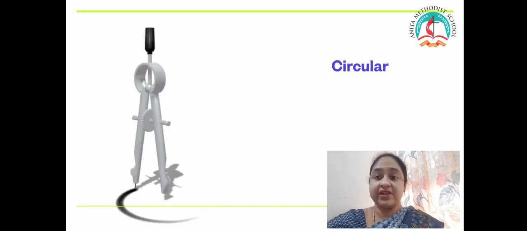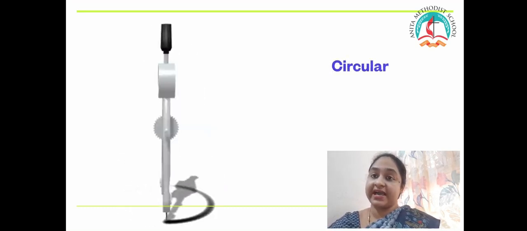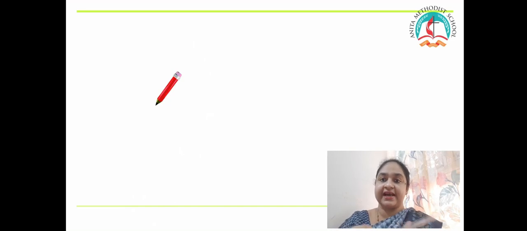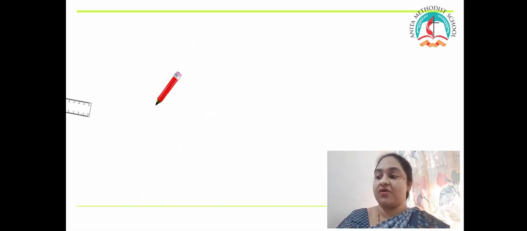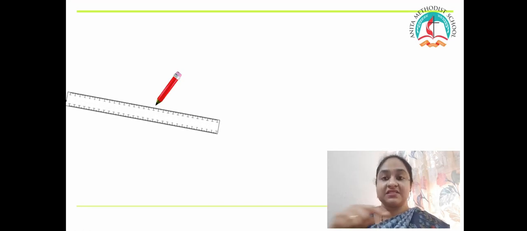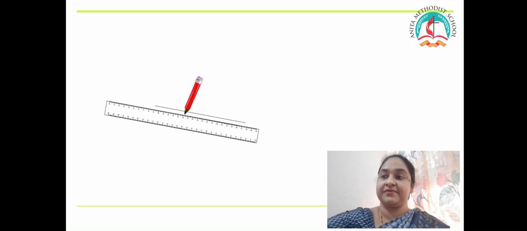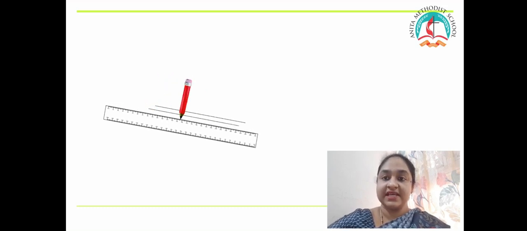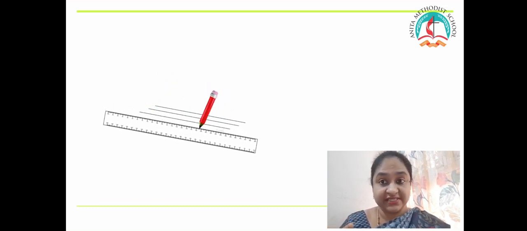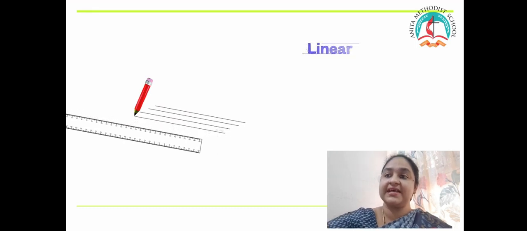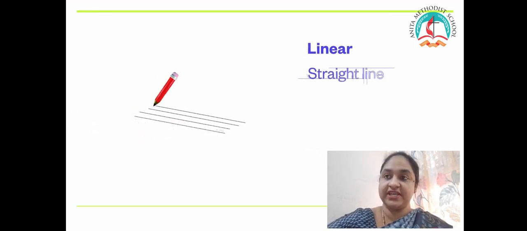Okay, then when you want to draw a straight line using your scale and your pencil, how do we do that? Our pencil moves in a straight line. So when it moves in a straight line, it is called linear motion.